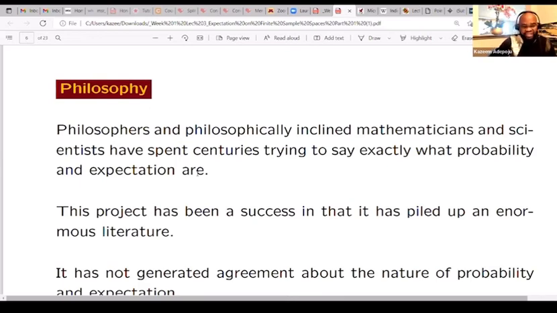That was why I said philosophers and philosophically inclined mathematicians and scientists have spent centuries trying to figure out what we actually understand. What is probability? What is expectation? Do they exist at all? If they don't exist, why are we troubling ourselves doing it? Why are we interested in doing it if they don't have application? And we actually want to visit that.